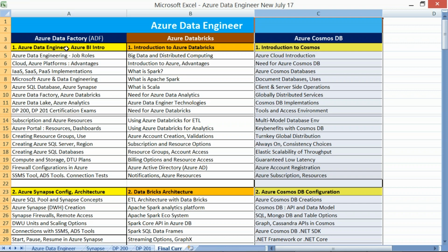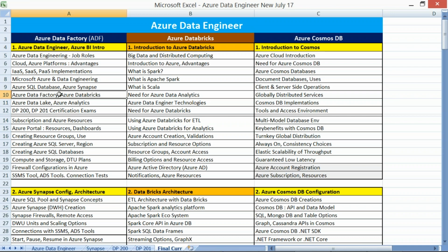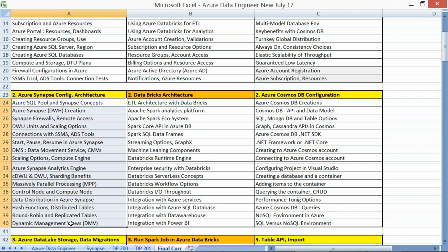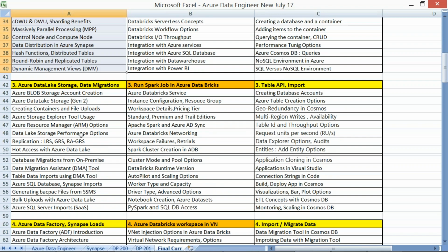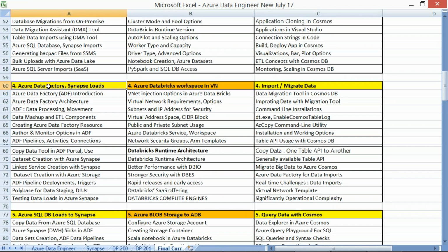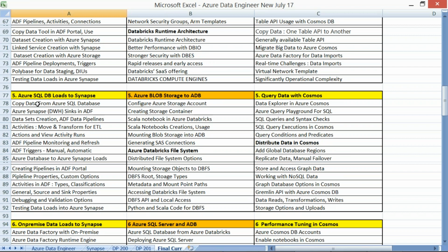additional 2 modules for the complete course for Azure Data Engineer. In ADF, we'll be understanding the basics of Azure, configurations with Synapse called the data warehouse. Then we need to understand data lake storage and migration activities from on-premise and data loads, ETL activities with ADF and Azure SQL database to the Azure Synapse environment.